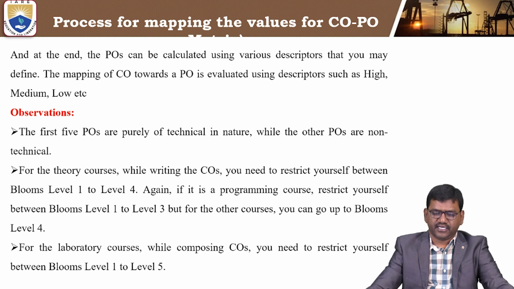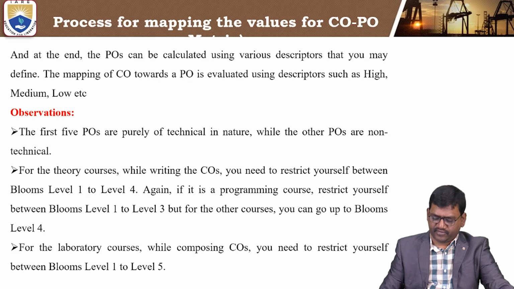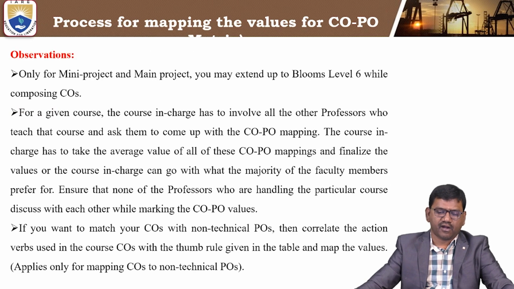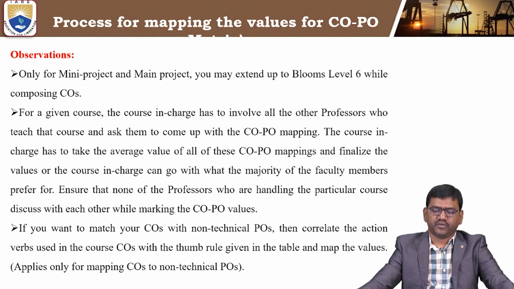For theory courses, while writing the COs, you need to restrict yourself between Bloom level 1 to level 4. If it is a programming course, restrict yourself between Bloom's level 1 to 3, but for the other courses, you can go up to Bloom's level 4 also. For the laboratory courses, while composing COs, you need to restrict yourself between Bloom's level 1 to level 5. Only for mini project and main project, you may extend up to Bloom's level 6 while composing COs.